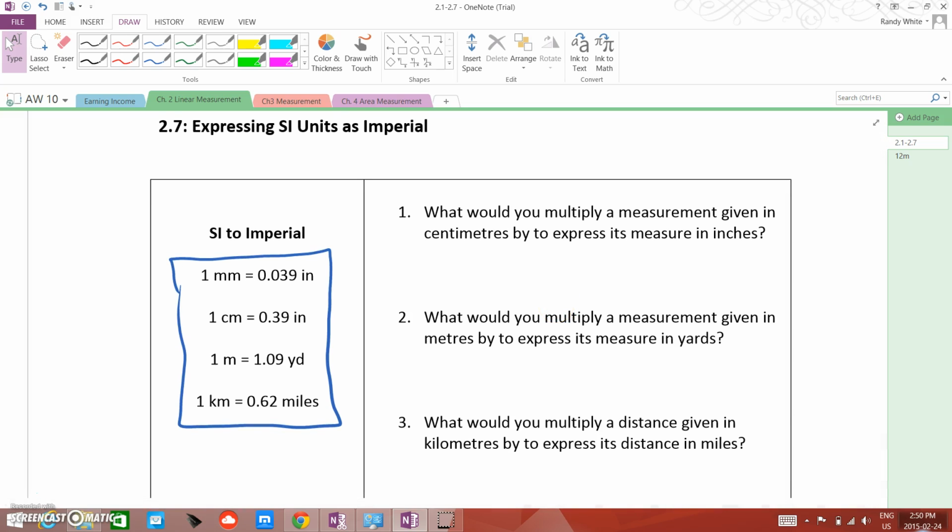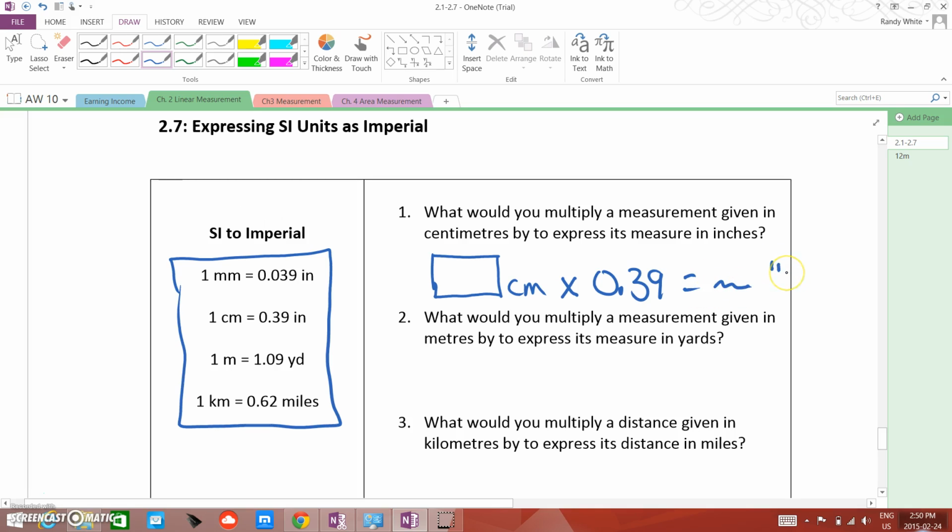So just want to go through a couple how this would actually work. It's very similar, right? So if I'm given a measurement, who knows what it may be, but it's in centimeters, and I want my answer to be in inches. Well, all I'm going to do in order for that to be accomplished is take whatever the unit is in centimeters, and multiply it by 0.39, and that will give me my answer in inches.